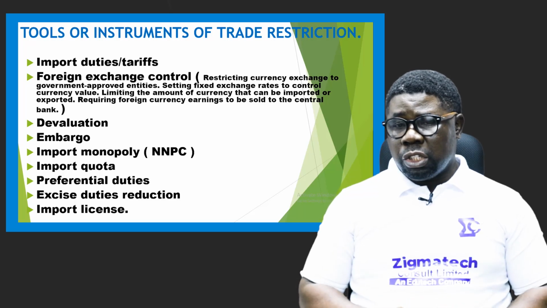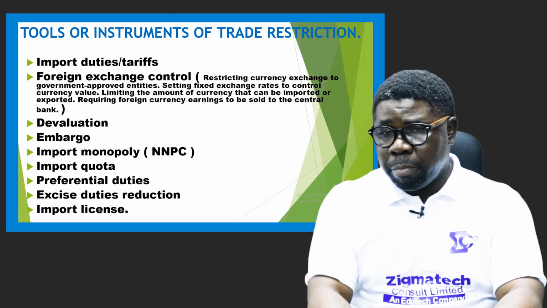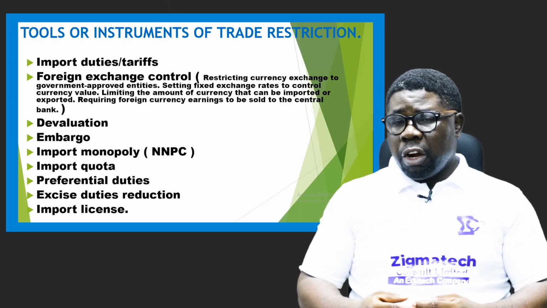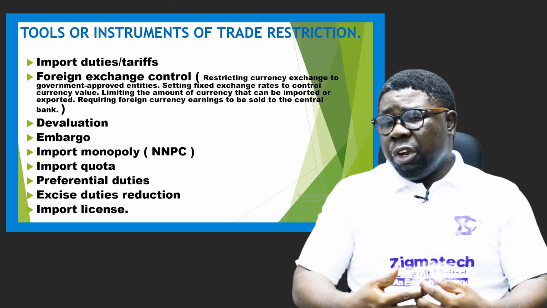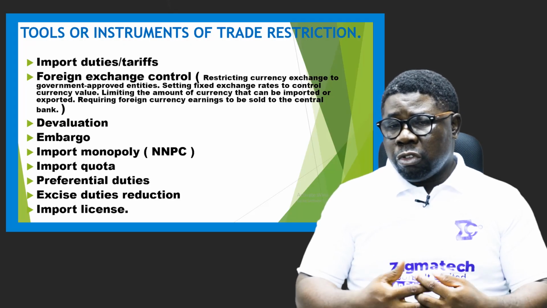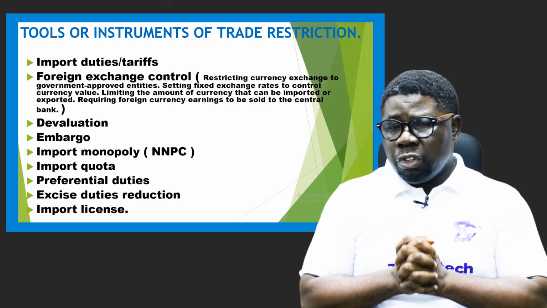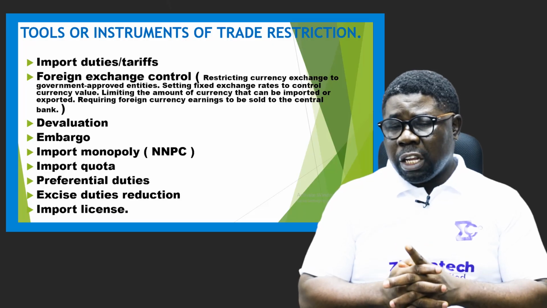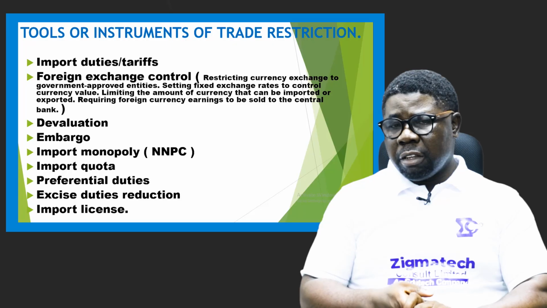The excise duties reduction. So yes, when government wants more export to take place, what will they do? They can reduce excise duties so that they can encourage more production in the country, so that they can increase the potentials of exporting those goods into other countries. So yes, they can use reduction in excise duties so that the goods that are manufactured locally can be improved and increased as well.